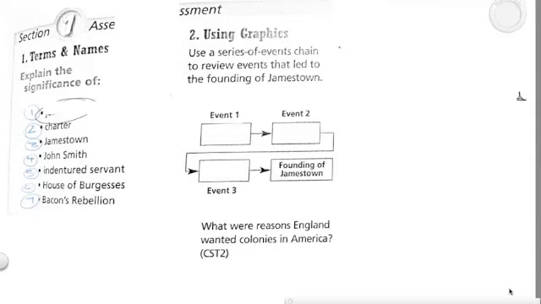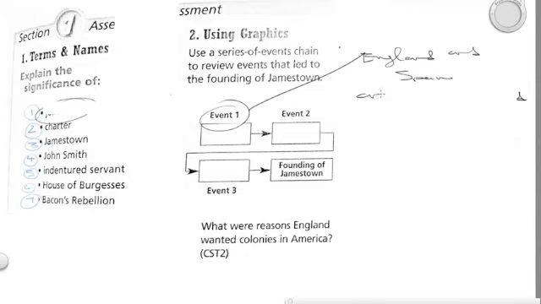Now, in Event 1, we know that England and Spain were rivals. So we're going to write that England and Spain were rivals. And we're all leading up to the last event, which is the founding of Jamestown. So England and Spain are political rivals.